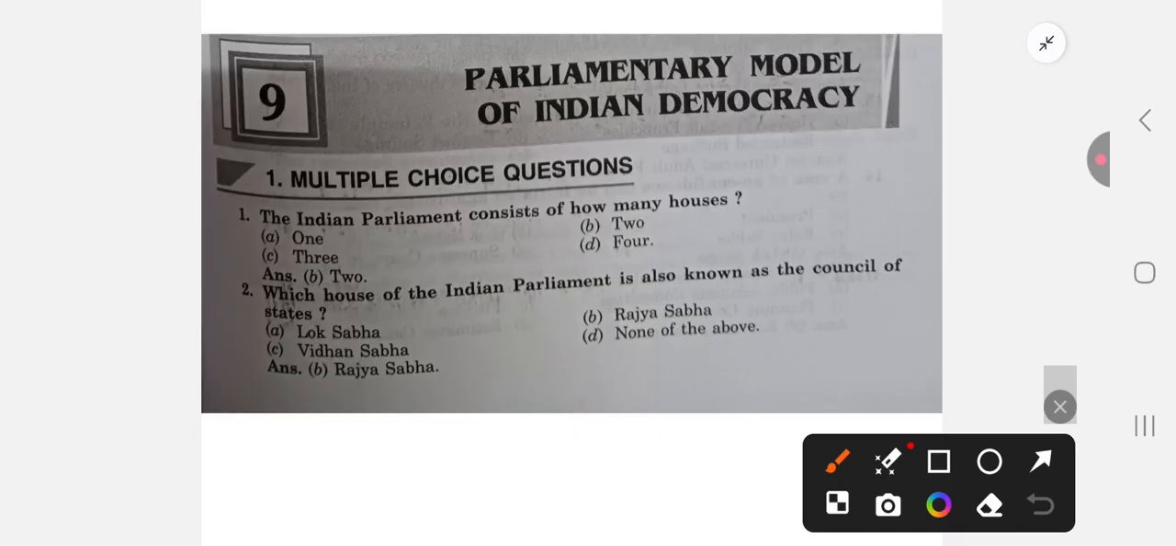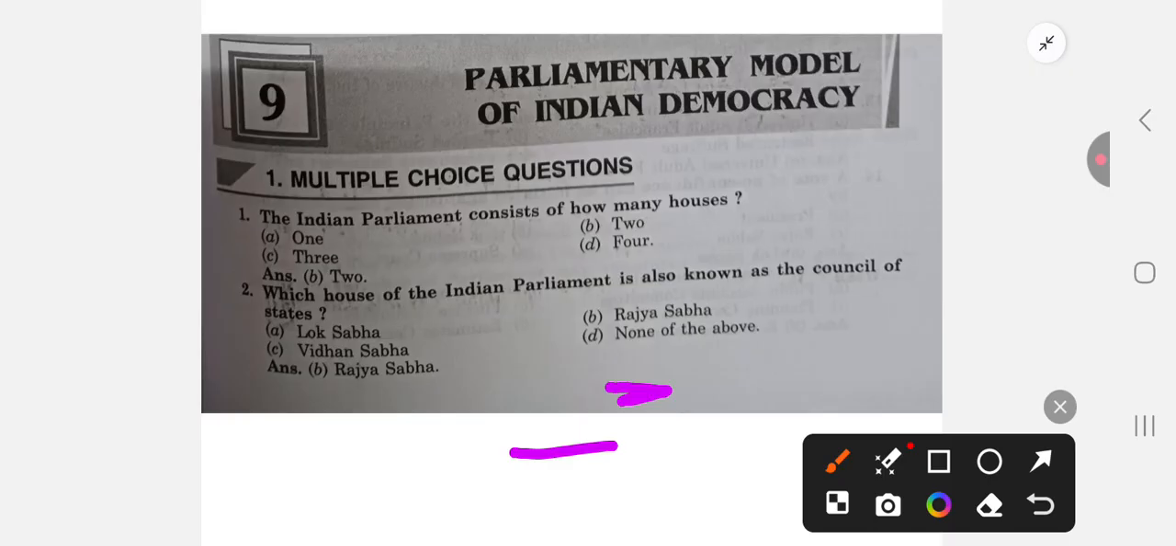Features of parliamentary model is that the president is nominal head, real head is prime minister or council of minister. There is collective responsibility, there is individual responsibility also, and leadership is of prime minister. Political secrecy is kept, and there is political homogeneity in the executive, and real executive's tenure is uncertain.